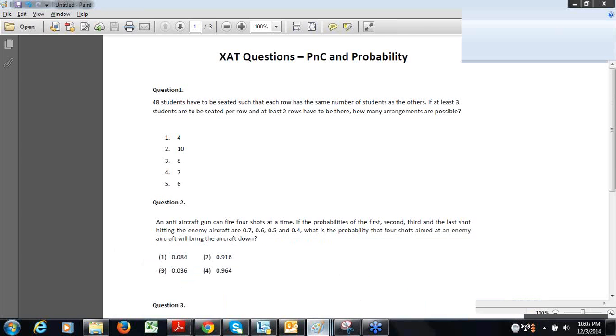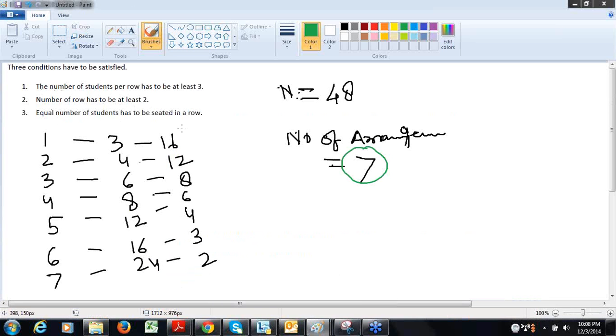Okay, so these are the three conditions which need to be followed. The number of students per row needs to be at least 3. The number of rows should be at least 2, and an equal number of students has to be seated in each row. Let me give you the first arrangement. We have 3 students per row, so 16 rows will be possible. Similarly, 4 students, then 12 rows will be possible. 6 students, 8 rows will be possible.